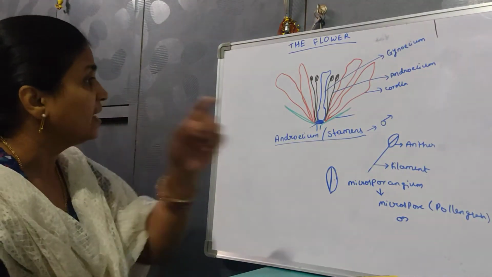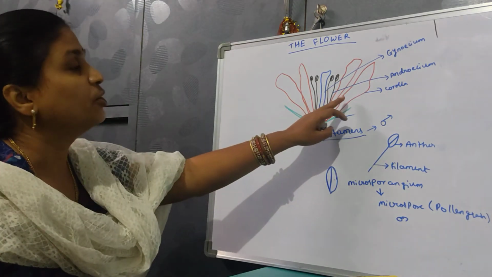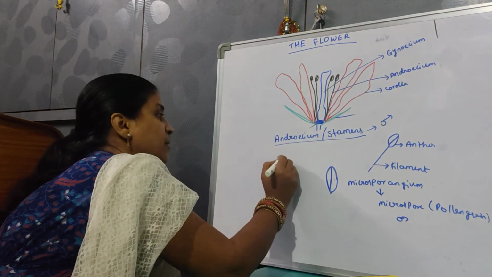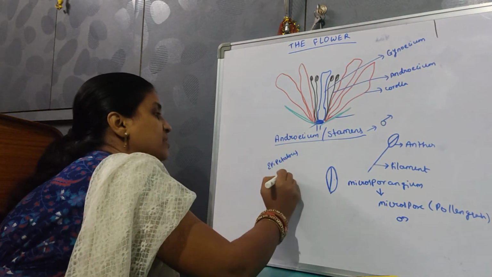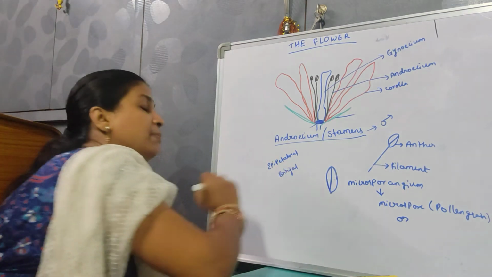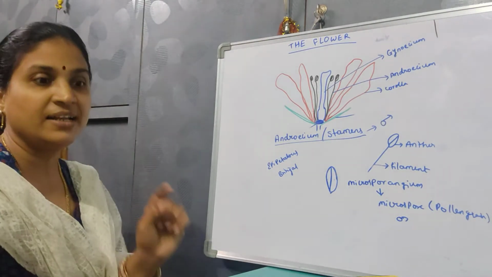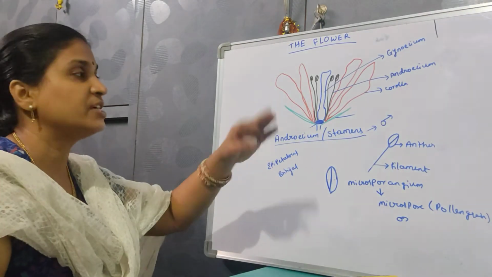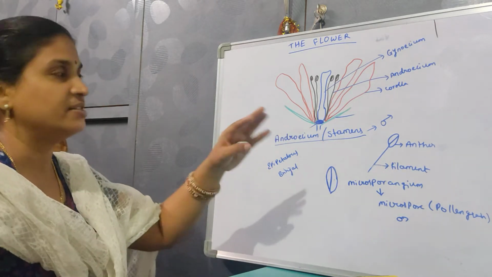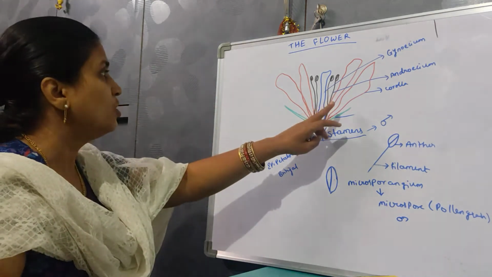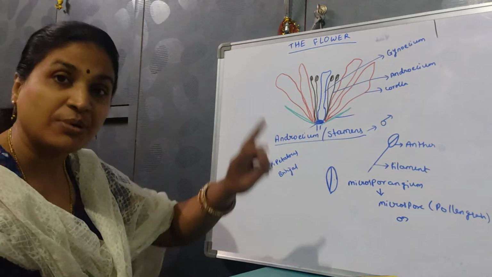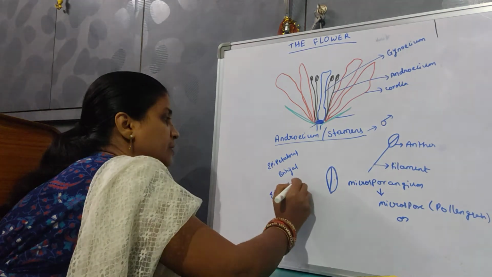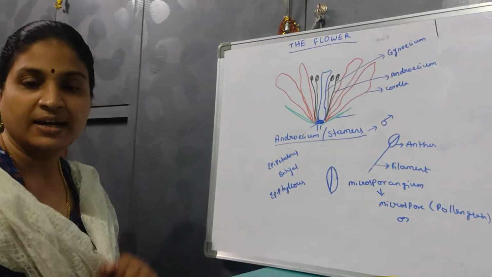Then sometimes these stamens may fuse with the petals. When they are fused with the petals, such a condition is called epipetalous. It can be seen in brinjal. In some plants like lily, Liliaceae members, the sepals and petals are not differentiated. They are just perianth members. So when these stamens are attached to perianth members, such a condition is called epiphyllous, which can be seen in lily.